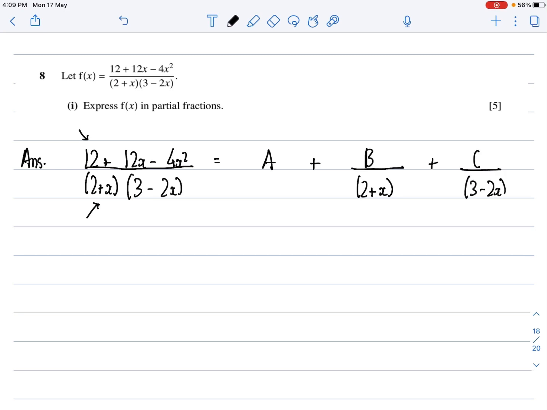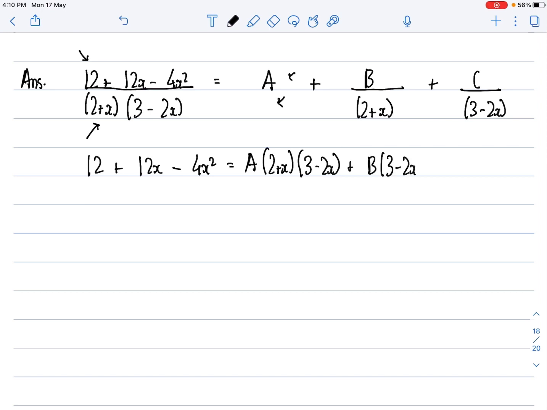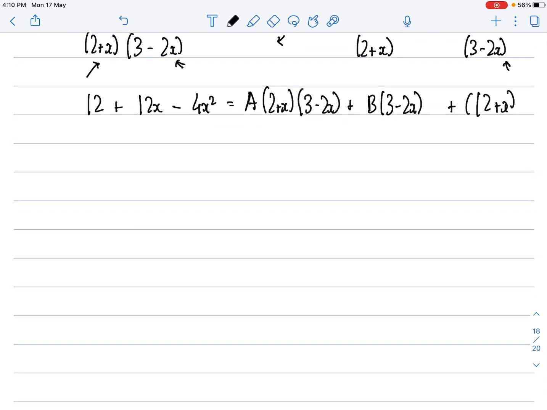minus 2x. So now I can write this basically as 12 plus 12x minus 4x squared is equal to A. I can take 2 plus x while taking the LCM and 3 minus 2x here. That's how I take LCM. Whatever is missing in the denominator comes in the numerator, plus B, I'll get only 3 minus 2x here, plus C into 2 plus x here, because that's missing in the denominator to make it equal to this. So now the basic LCM we have done.